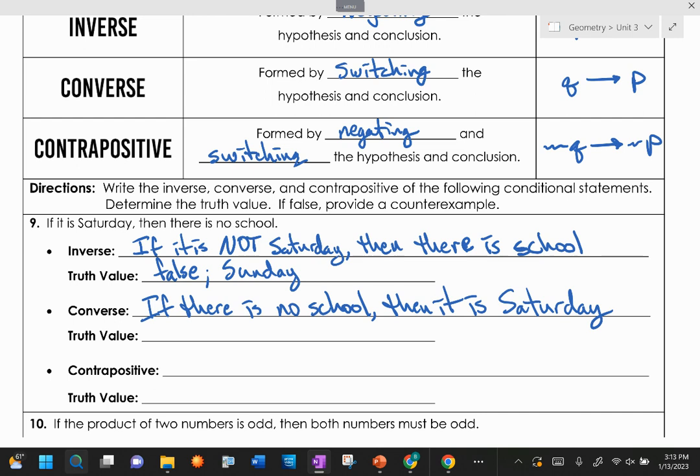Does that make sense? So we switched the conditional statement on this one to: if Q, then P. So we have, if there is no school, then it is Saturday. Is that true or false? False. Same reason, right? Because we have Sunday.